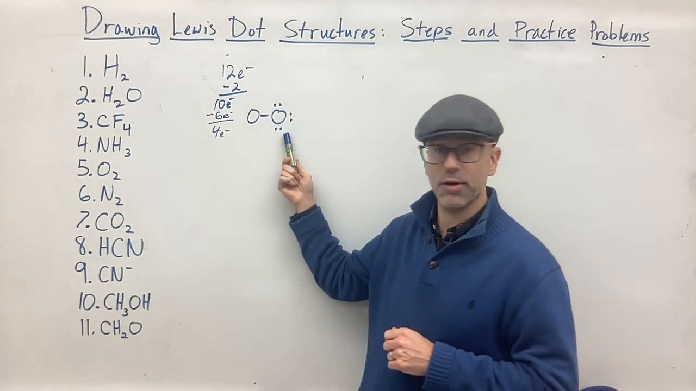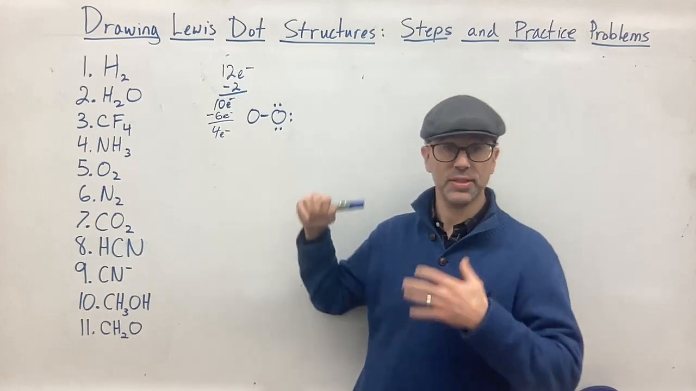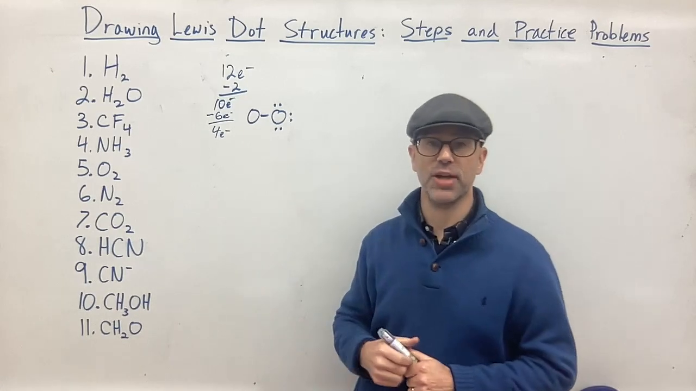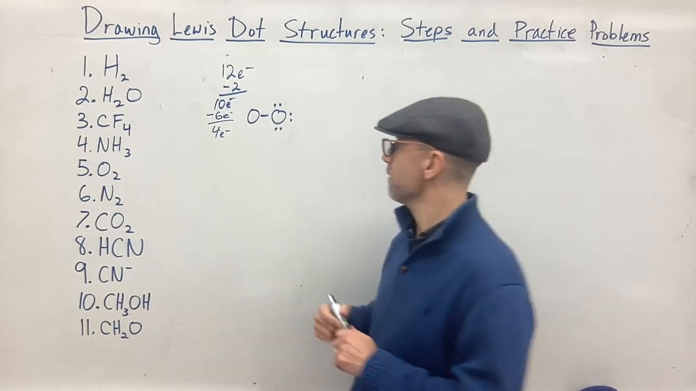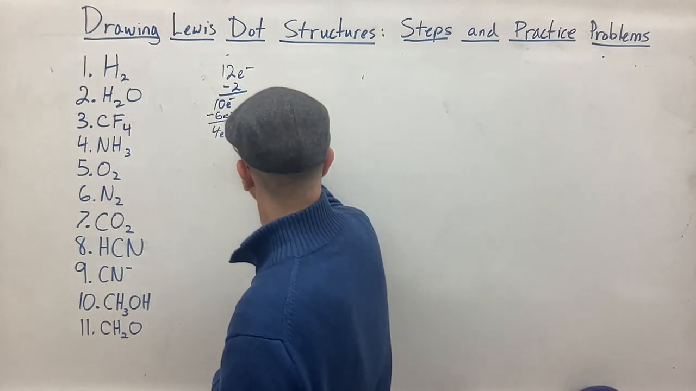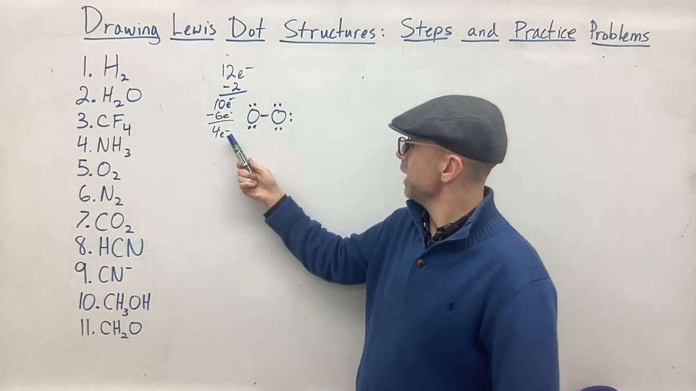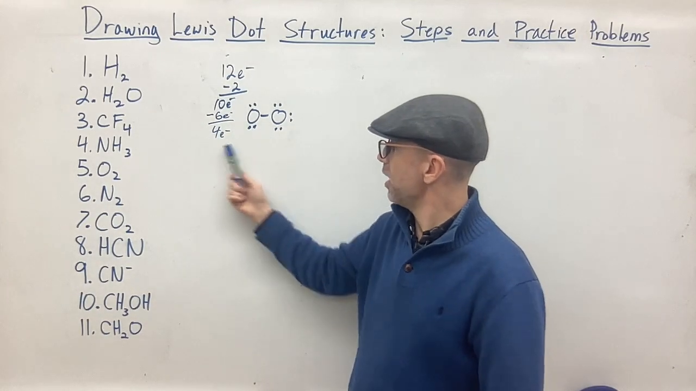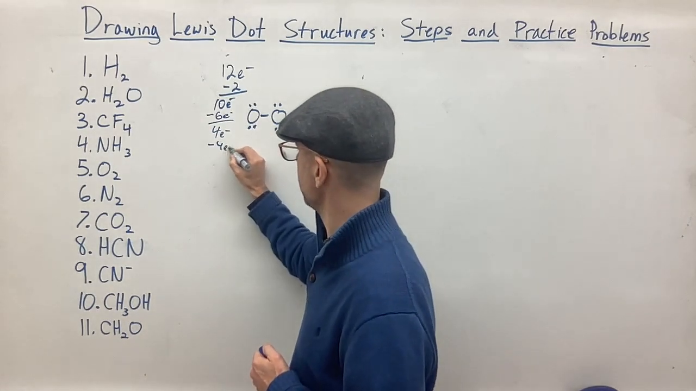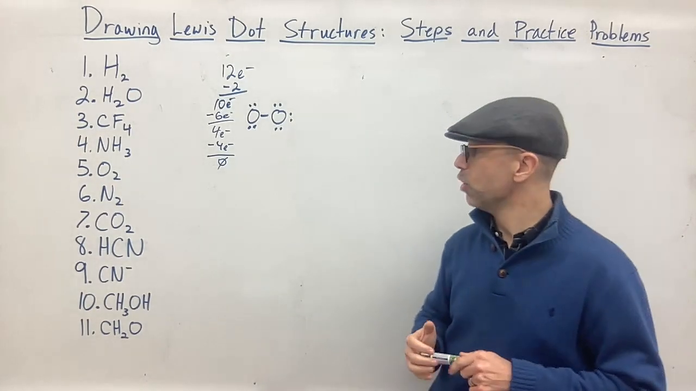So if this was my outer atom, then this is going to be my central atom. Step 4 says any electrons left over, add them to the central atom as lone pairs. So I'll add 2 lone pairs there. And so here I used up the 4 electrons. So 2 lone pairs, 4 electrons. Subtract the 4, and now I have 0 left over.